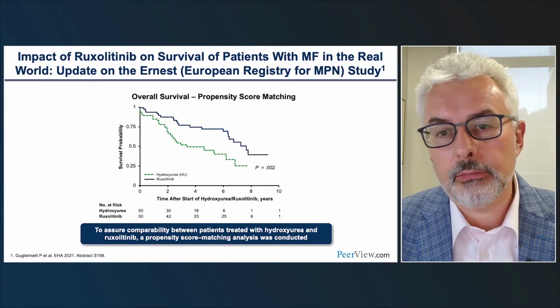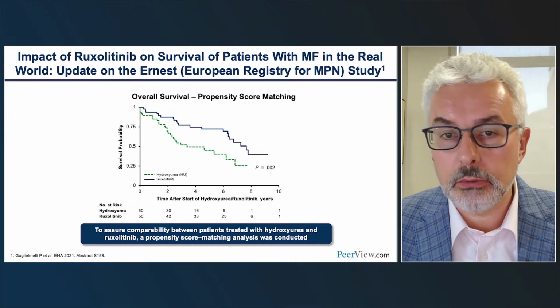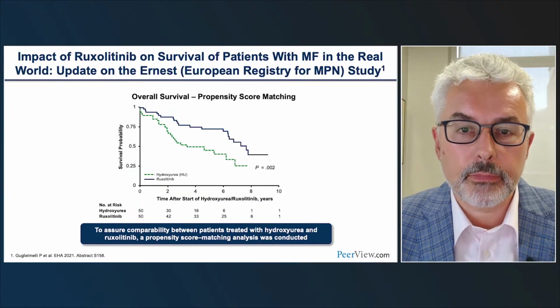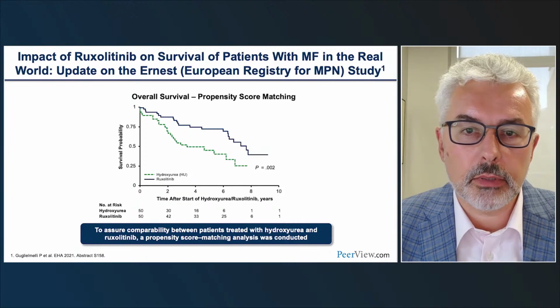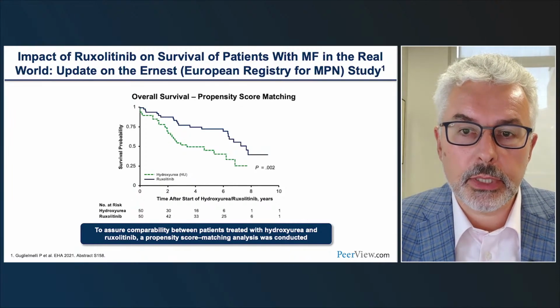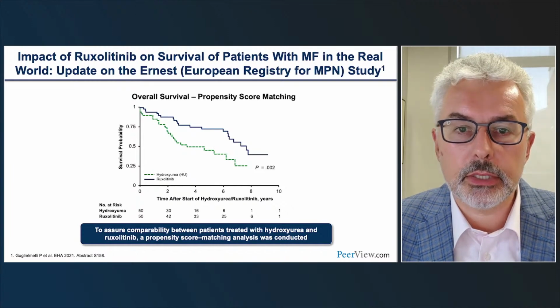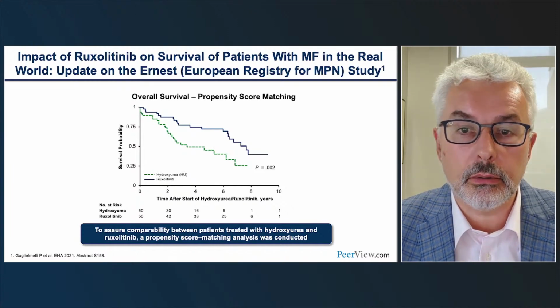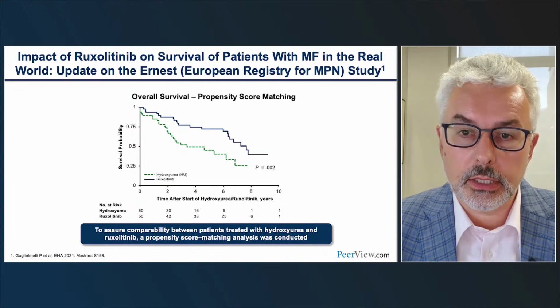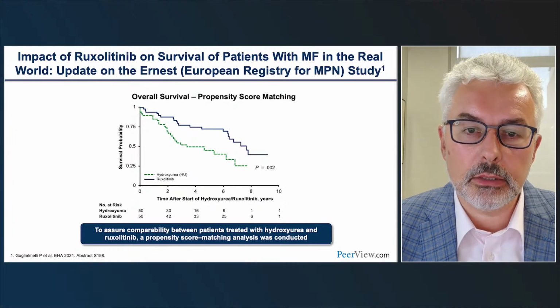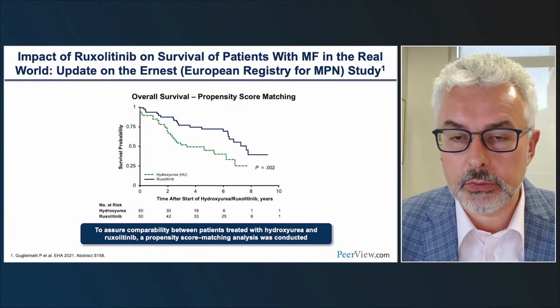This is an ongoing effort to document what happens in Europe with myelofibrosis patients. This is the comparison of overall survival based on propensity score matching to account for similar characteristics between the patients treated with hydroxyurea or ruxolitinib. You can clearly see here the survival advantage of ruxolitinib over hydroxyurea.